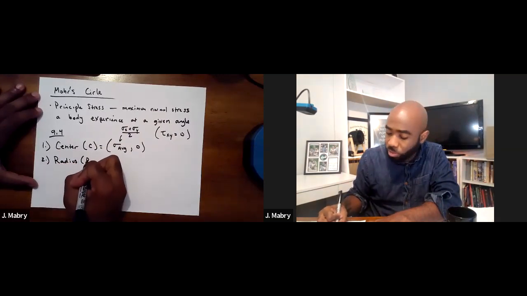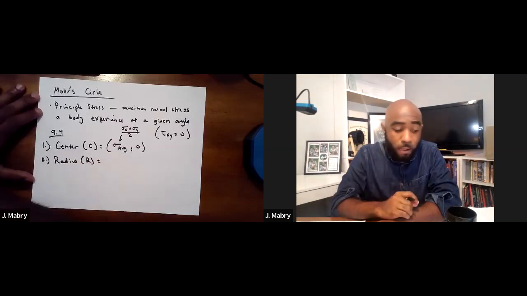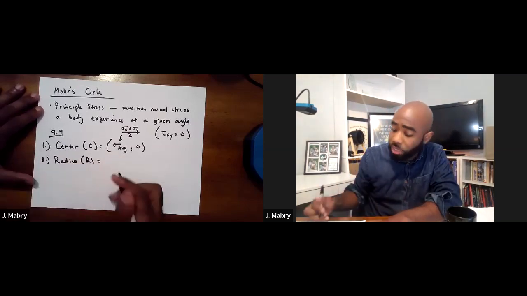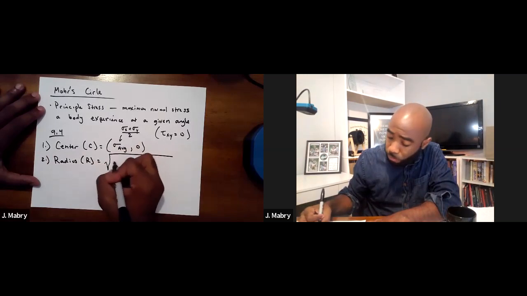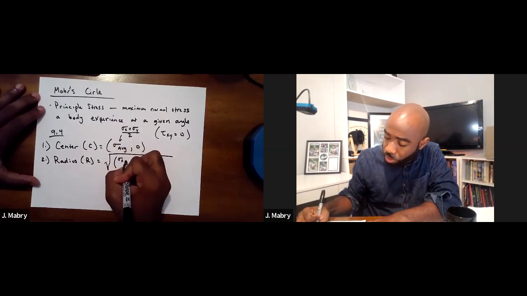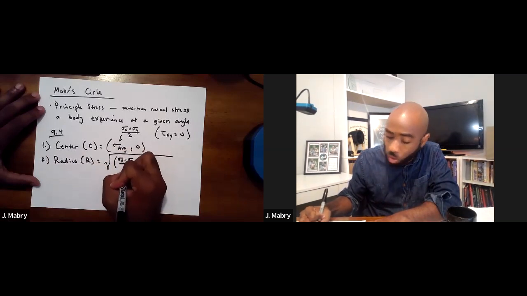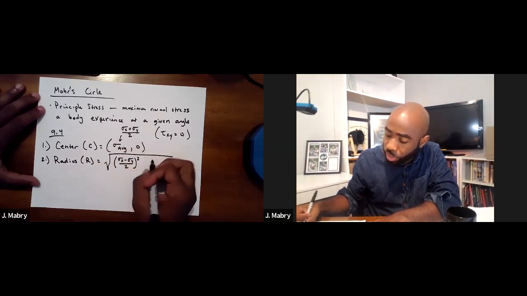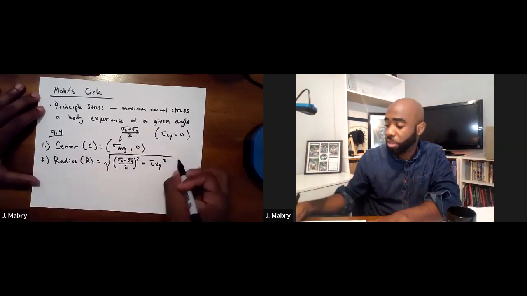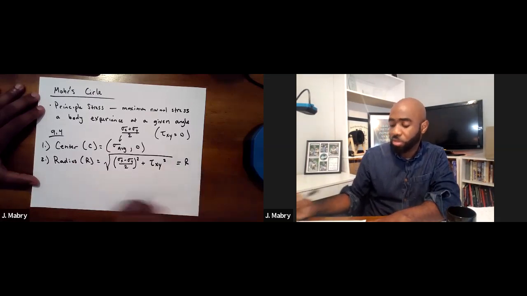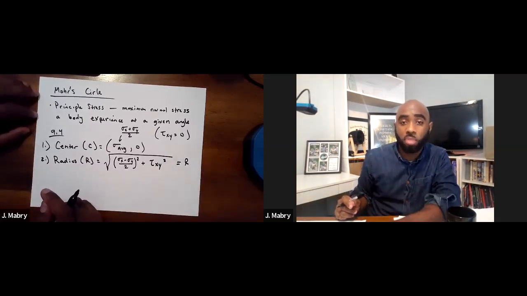Number 2, what you need to know is the radius of the circle. The way we determine radius, we'll use the letter R, is basically this distance equation. So it's the square root of the first term under the radicals, sigma sub x minus sigma sub y all over 2, squared, plus tau xy that you are given, and that will give you the radius. It's basically the distance formula. That's the second thing you need to know when you're solving for Mohr's circle.